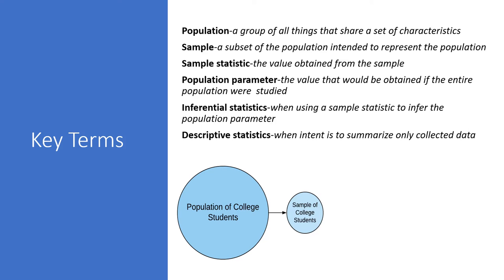And when we do that, that's called inferential statistics. Again, because we're inferring that the sample statistic gives us something pretty close to the population parameter. There's another type of statistics called descriptive statistics, and that's really when you are only describing the data that you actually collected. In inferential statistics, you collect data from a sample, and then you generalize those results to a population. In descriptive statistics, you don't do that generalization process. You simply describe the data that you collected.